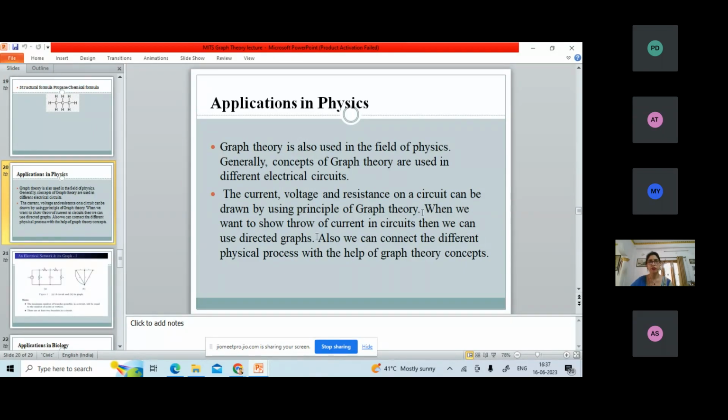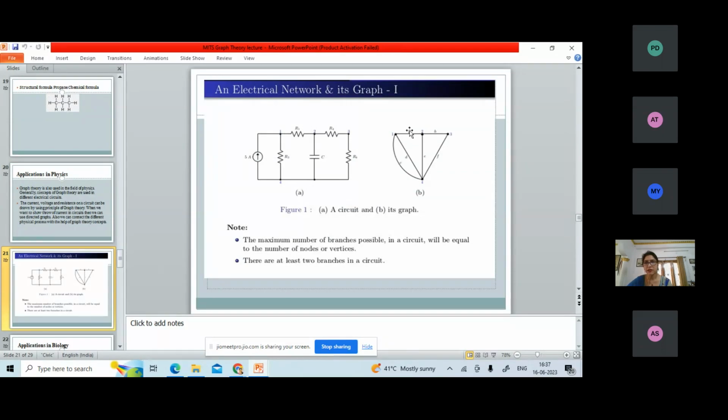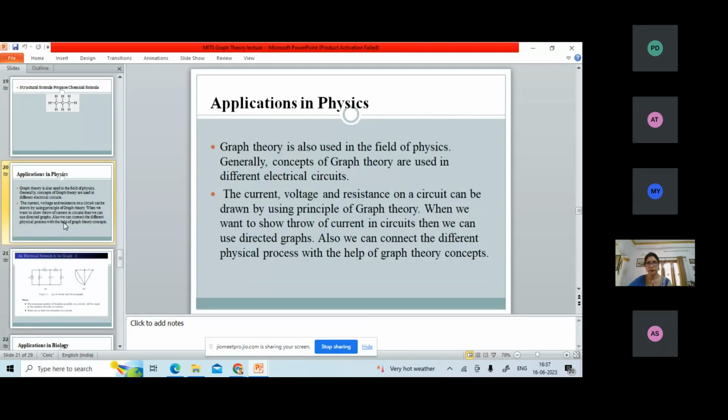When we want to show the flow of current in circuits, we can use a directed graph. Suppose the current flows from one vertex to another vertex. Then we can show it with this arrow. Okay, so this is the direction of flow of our current in the circuit. Then we can use a directed graph.